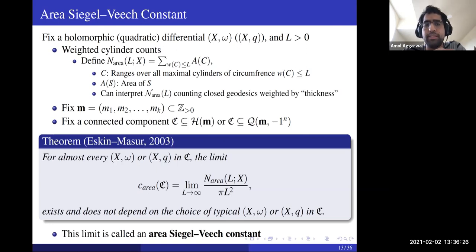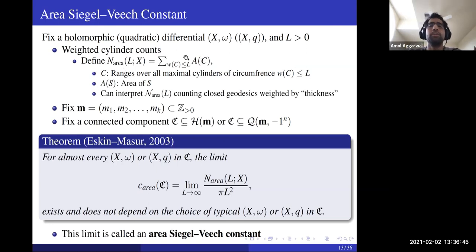I'll only talk about weighted cylinder counts in this talk. So I'll define N_area,L(X) to denote the sum over the areas A(C), where I sum over all cylinders C whose circumference is at most L, and A(C) denotes the area of C.